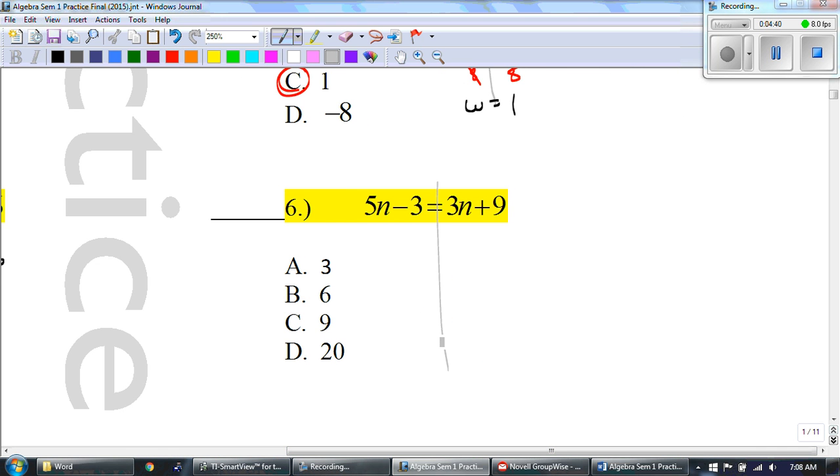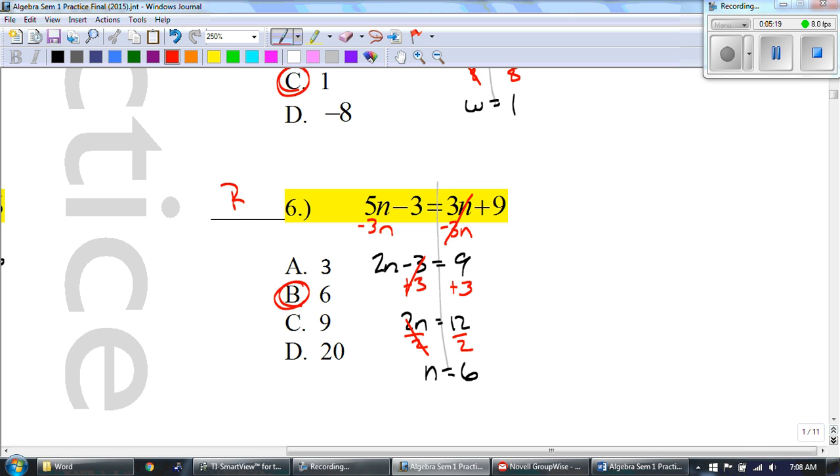All right, number 6. I have variables on both sides, so I want to move the smaller variable. So I'm going to subtract 3n from both sides. 5 minus 3, we get 2n minus 3 equals 9. And now, same thing. We're going to add 3 to both sides. We get 2n equals 12. And then divide both sides by 2. So we get n equals 6. So, final answer, B.